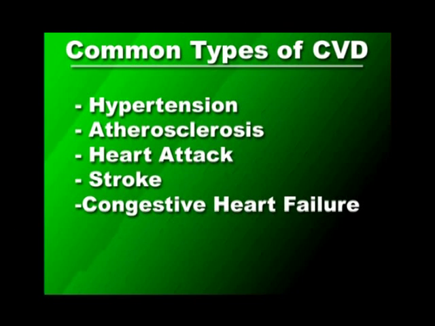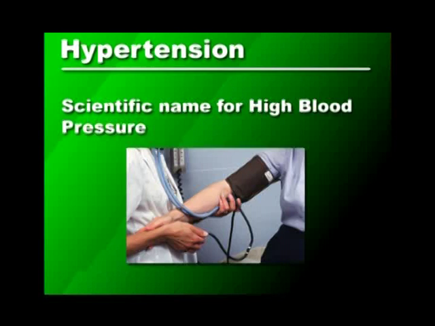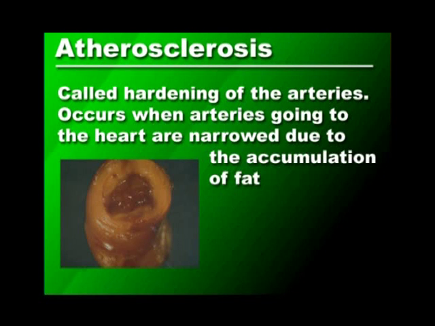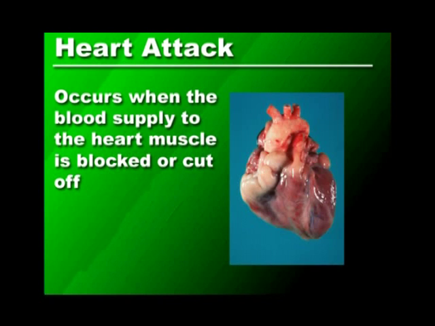There are different types of illnesses that can affect the blood vessels. One is hypertension, second is atherosclerosis, third is heart attack, stroke, as well as congestive heart failure. Let's review each one of them separately. High blood pressure is a condition that occurs when the pressure against the blood vessel wall is consistently above normal. Hardening of the arteries occurs when the arteries leading to the heart lose their elasticity, as you can see here in this graphic. And then there is a deposit of fat around the wall of the arteries.